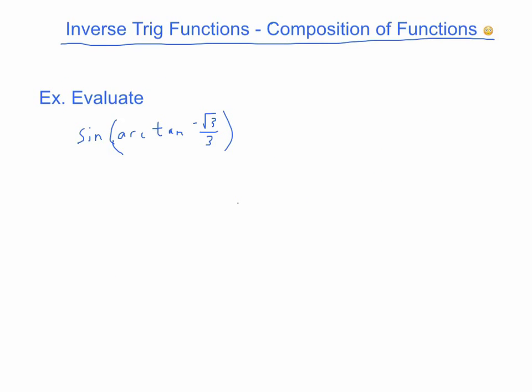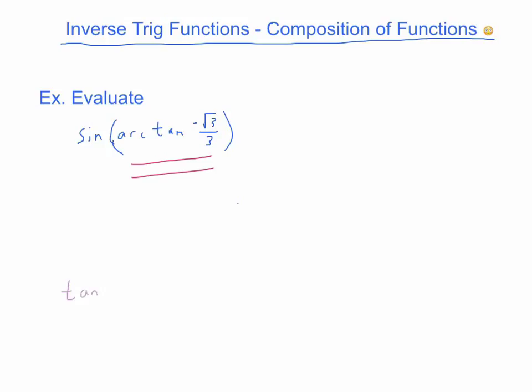Okay, so let's look at another problem similar to the one we just did. Once again, we're evaluating, in this case, the sine of the arctan of negative square root 3 over 3. Since both sine and arctangent are not directly inverses of each other, we begin this process by evaluating the arctan of negative square root 3 over 3.